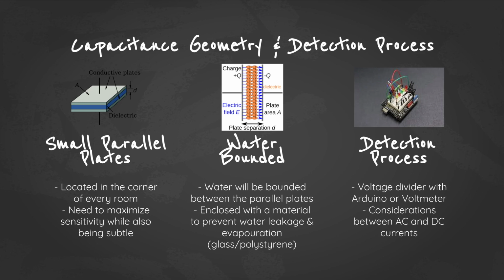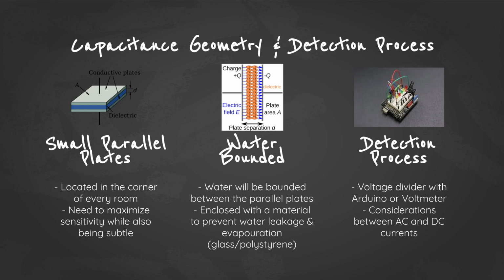Now on to the capacitance geometry and the detection process. Essentially, we're going to be using small parallel plates as the shape of our capacitor. Since they're going to be located in every room, we have to optimize the shape of the parallel plates to be able to fit in the corner of every room and not take up too much space. While we do that to minimize the size, we also need to maximize the sensitivity while also being subtle and not making huge changes. The second part is there's going to be water in between both of our parallel plates. So that means we need a material to bound the water on the outside so the water does not leak out of the parallel plates.